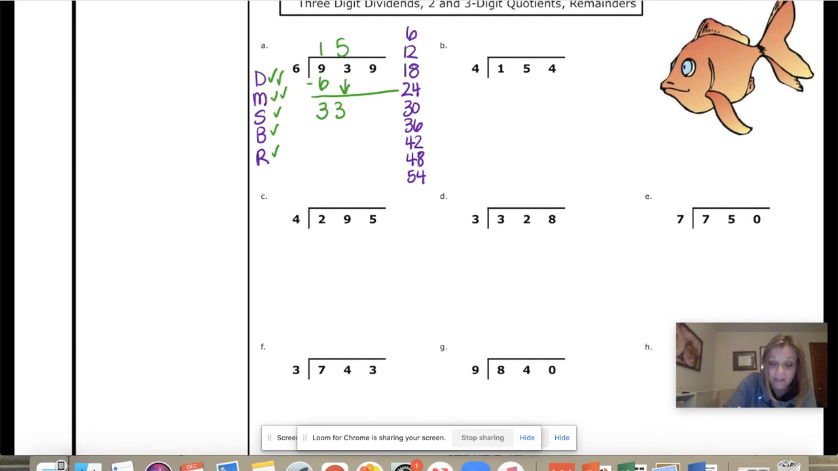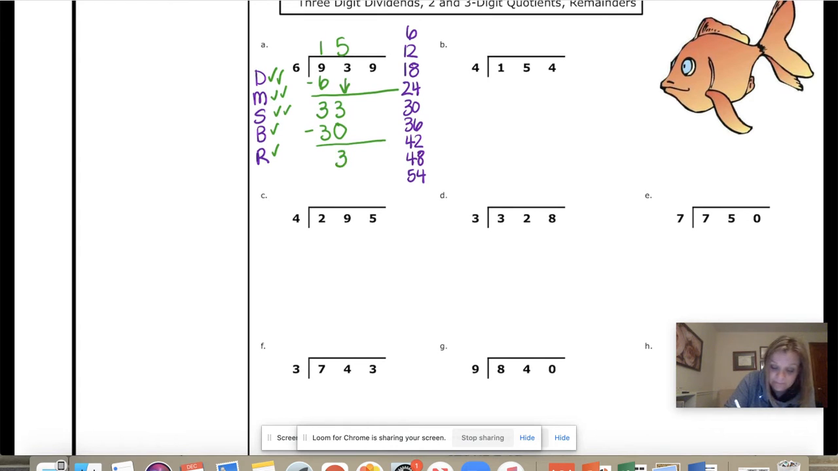Now I'm going to multiply. 6 times 5 is 30. What do I do next? Subtract. 33 minus 30 is 3. Bring down my 9, 39. Now we're going to repeat. Pause, finish the rest of your problem on your own.